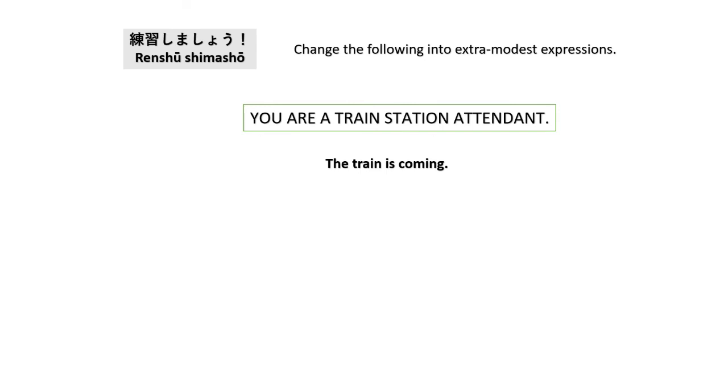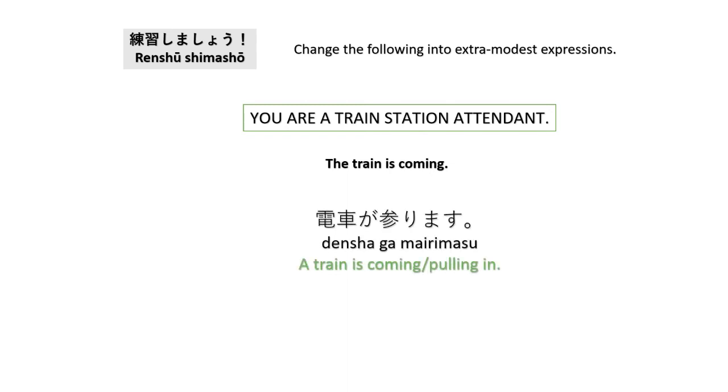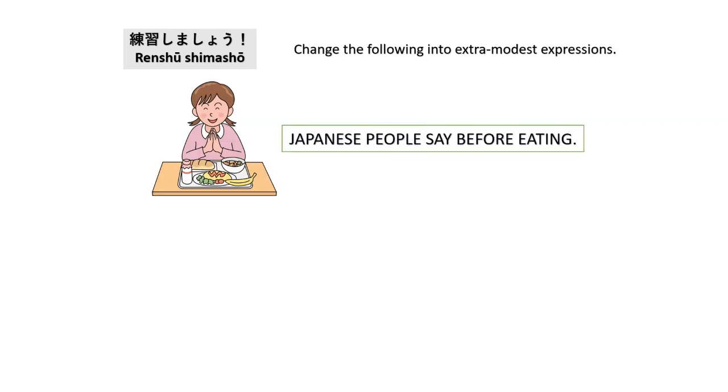Next, you are a train station attendant. So you want to say the train is coming. So we say densha ga mairimasu. So this is the expression that the Japanese people say before eating. And that is itadakimasu. So it has many meanings, but one of its meanings is thanking or giving thanks for what you are receiving.